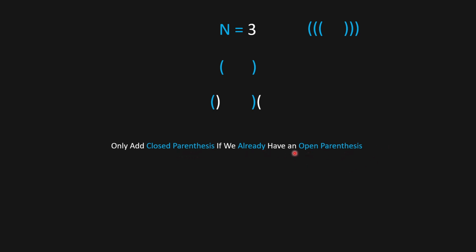But how many open parentheses can we actually add? We know we can only have 3 open parentheses because our n is 3. So let's write that down. We're going to say if the number of open parentheses is less than n, add an open parenthesis. So we can only add an open parenthesis when this is true. And as long as we have fewer open parentheses than our n, this is going to be true.